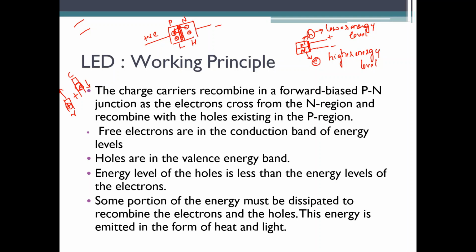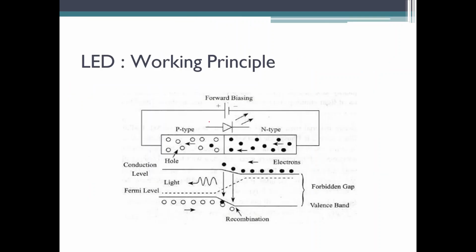So in order to combine, the energy has to be radiated. Whose energy has to be radiated? The electron's energy has to be radiated. The radiated energy will be in the form of light, which you can see as the output of the LED. This is how it basically works. See, concentrate here. This is forward biased. So you have an LED here. This is an n-type material and this is a p-type material. The positive terminal is connected to the p-type and the negative terminal is connected to the n-type.